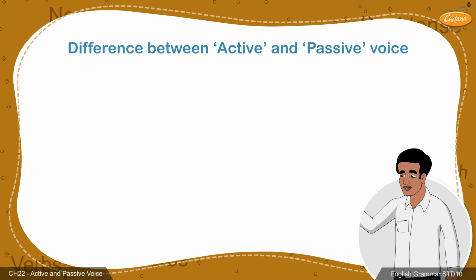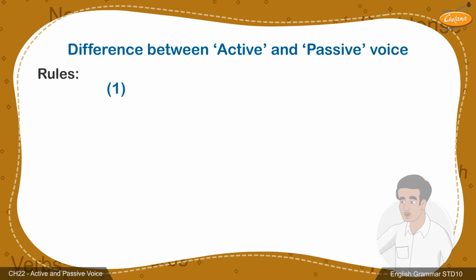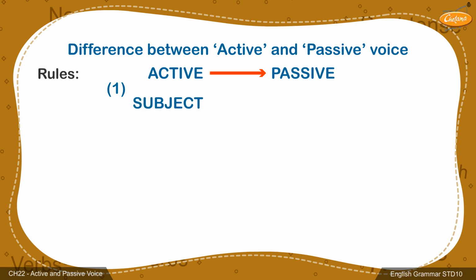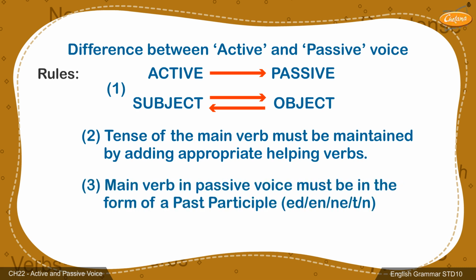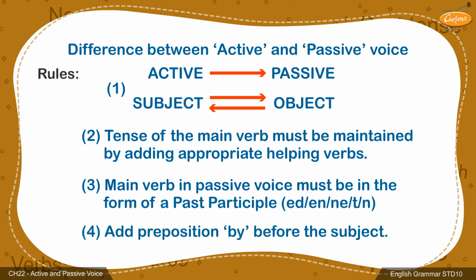Now that we have understood the difference between active and passive voice, it's time to look at the rules. The first rule, while changing the sentence from active to passive voice, is that the subject and object must be swapped or interchanged. The second rule is that tense of the verb must be maintained. However, appropriate helping verbs can be added. The main verb in passive voice must be written in the form of a past participle. Preposition by is to be added just before the subject in passive voice.